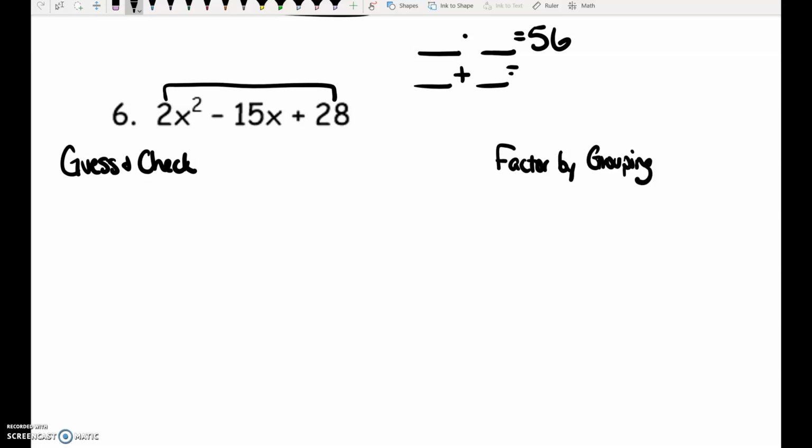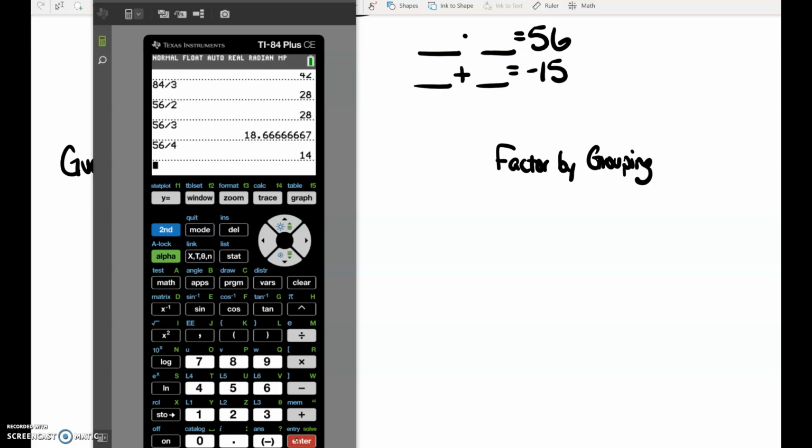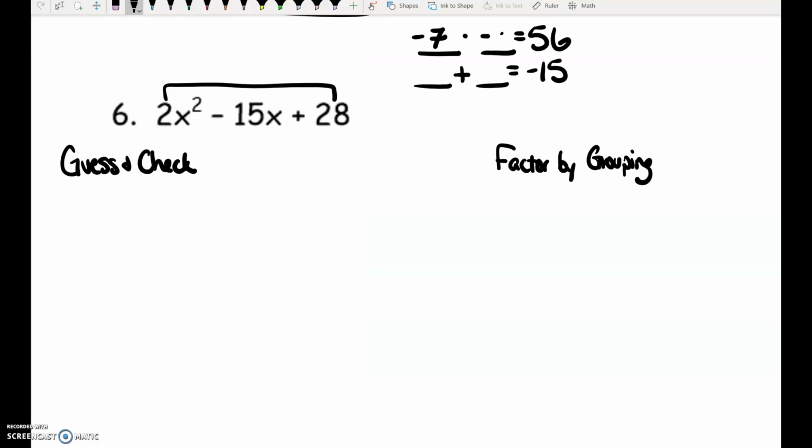And those numbers need to add up to negative 15. All right, on this one, I would definitely grab my calculator. 56 divided by 2 is 28. 2 and 28, that's not going to get me 15. 56 divided by 3 is a decimal, so that's definitely not going to work. 56 divided by 4, 4 and 14, no. I know 5's not going to work. Decimal, that doesn't work. 7 and 8. Yes, 7 and 8 would work if it was a negative 7 and a negative 8.